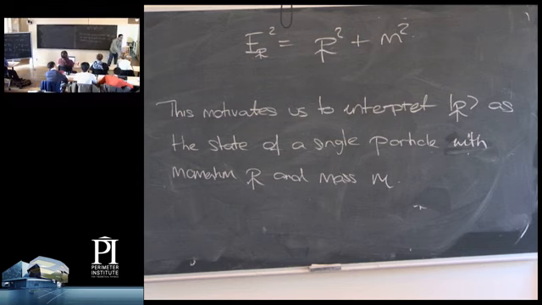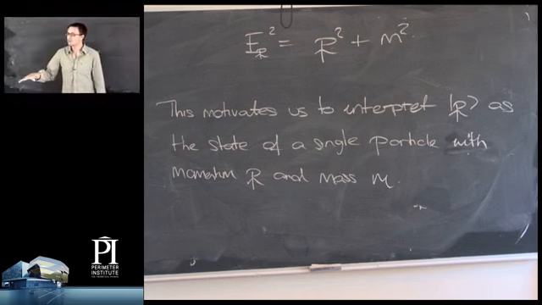Okay, so what would we want from a state that I claim is in an eigenstate of momentum, has momentum p? Well, one thing we'd want is that it's in an eigenstate of the momentum operator. But what's the momentum operator in this case? All I've got is fields.